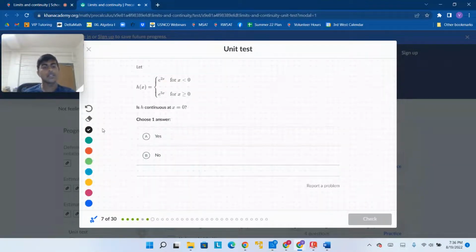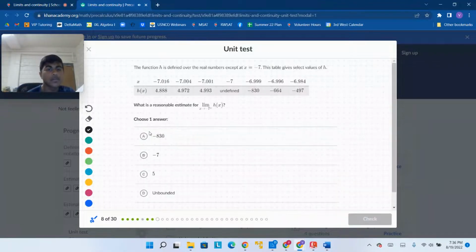Let h of x equal e to the 2x for x less than 0, and e to the 5x for x greater than or equal to 0. Well, at 0, e to the 2x or e to the 5x is just e to the 0, so it's going to be 1. So it's going to connect, so it's going to be continuous. So our answer is yes.